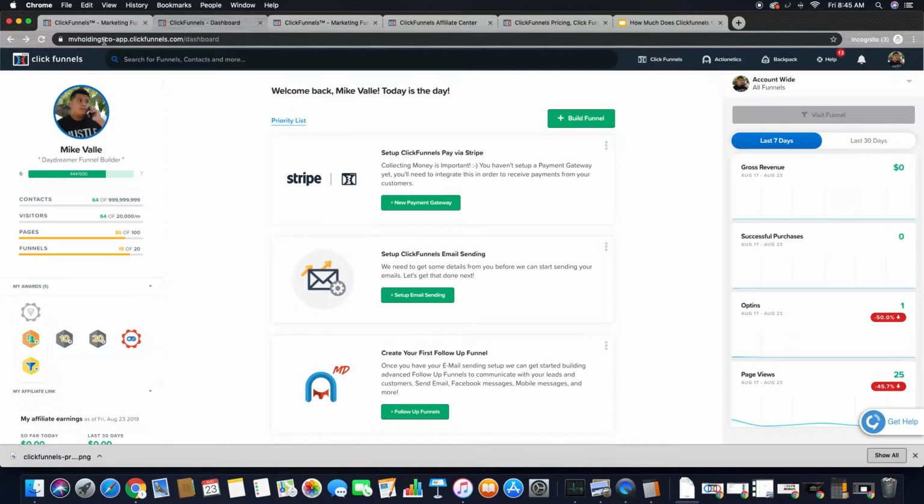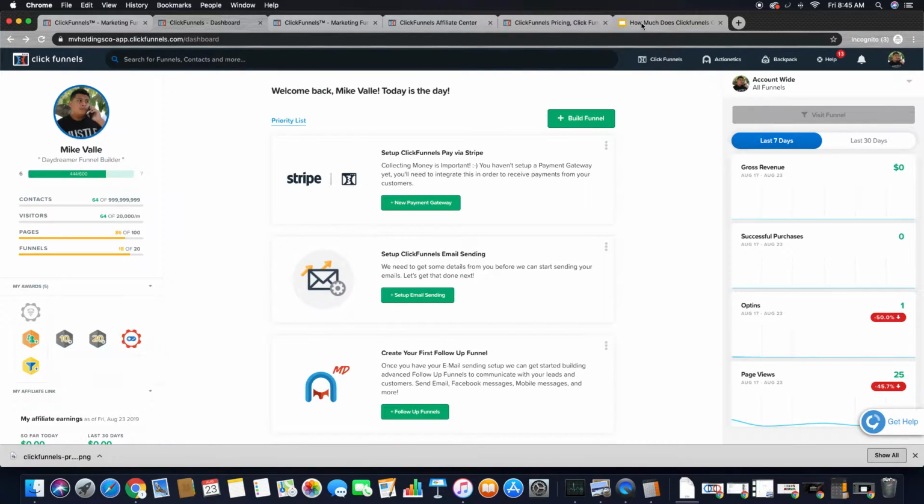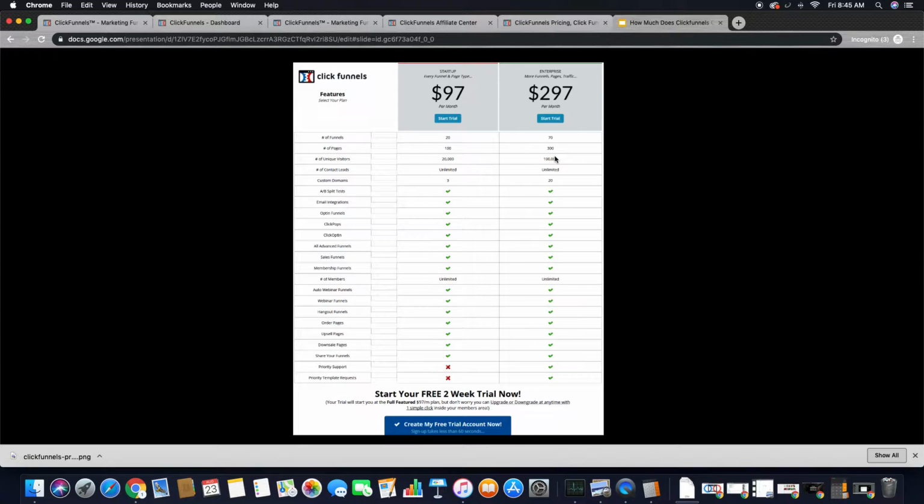If you do not have a domain name, your page, your funnel will show up something like this, MV Holdings, because that's going to be my account. Clickfunnels.com dash, and it's going to give you some coding, and that doesn't look professional, guys, and it detracts a few people. So with a smaller account, you only get 3 custom domains as opposed to the 20 that the enterprise plan gives you. We go through A/B split testing. All this stuff is provided by both, so we can skip through all this good stuff.